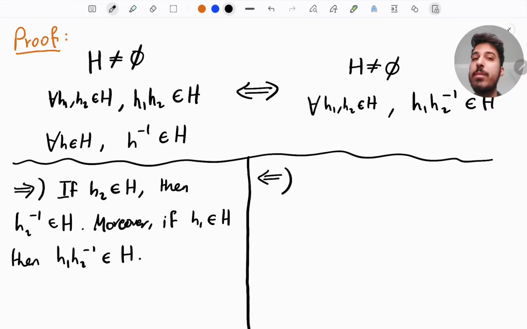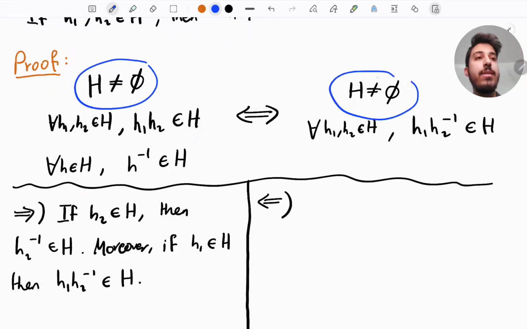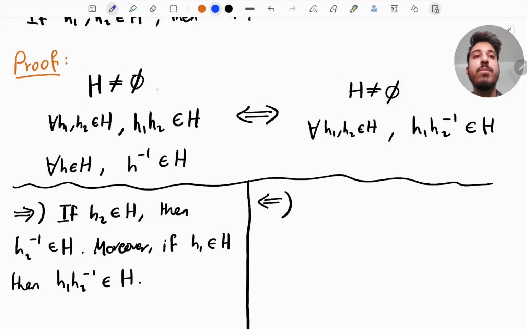Let us now prove the opposite direction. We have that H is non-empty, and we have that for all H1, H2 in H, H1 H2 inverse is in H. So we want to prove these three properties here. The first property, again, is very clear, so it is proven. We will start by proving the third property, and then we will prove the second property. So the third property has that H inverse is in H for any H.